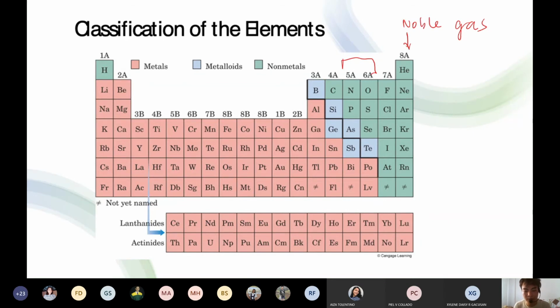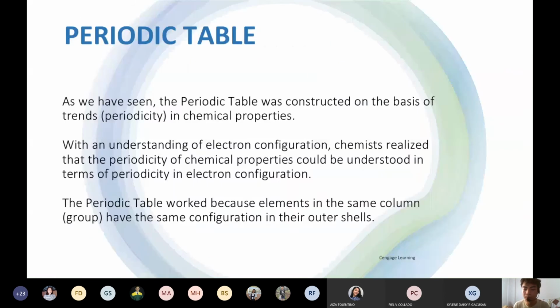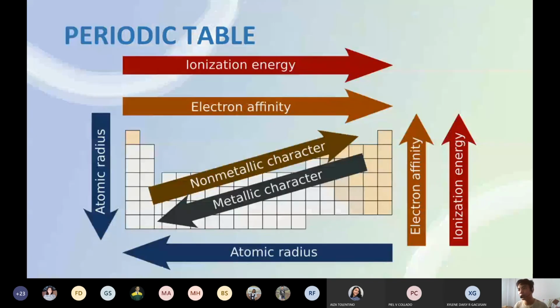Then, sabi nga natin that in the periodic table, we can observe periodic trends. So these are the properties that can be predicted by just looking at the periodic table. So according to what they discussed, the size of the atom increases from top to bottom because there is an increase of number of electrons. So the more electrons, the bigger the atoms.